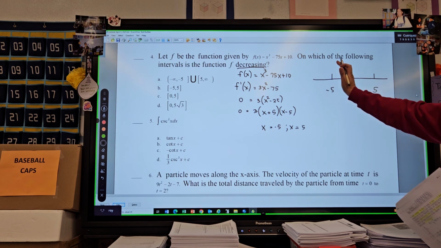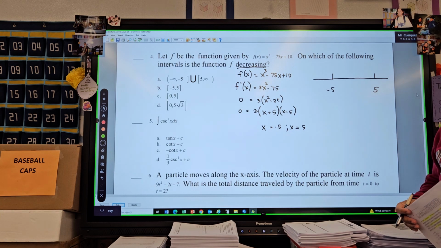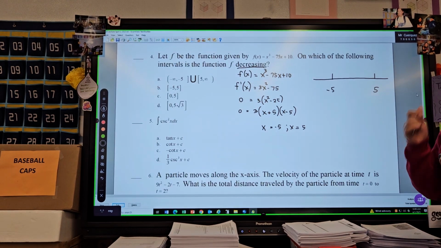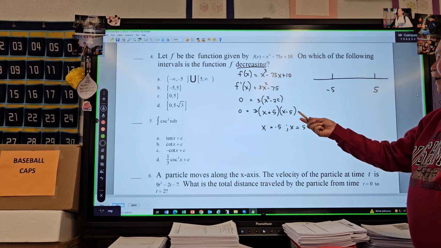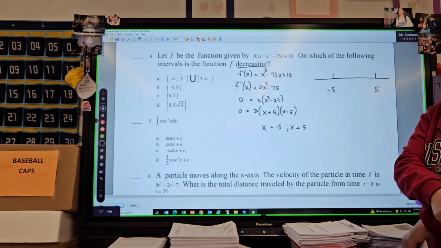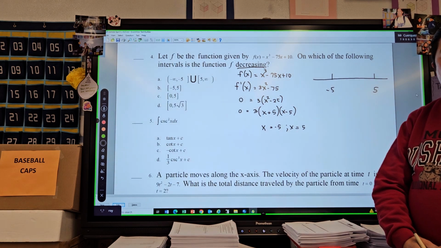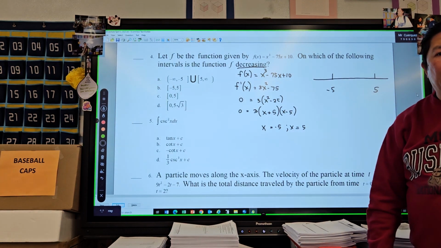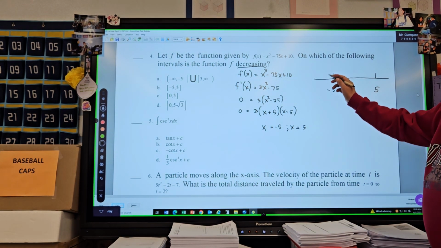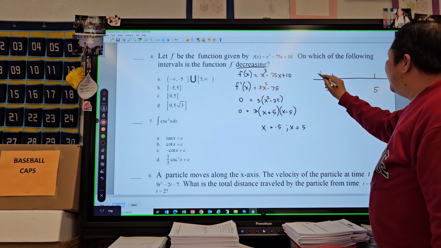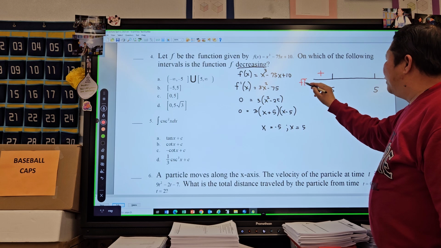Negative 5. What is the left of negative 5? Can we say the left of negative 5 is negative 6? There you go. Can we plug in negative 6 right here? If this is negative 6, what happens to x squared? Positive 36, right? Positive 36 minus 25. So we do positive. We don't care on the number. So that means on this side of negative 5, it's going to be positive. So this is f prime of x, right?